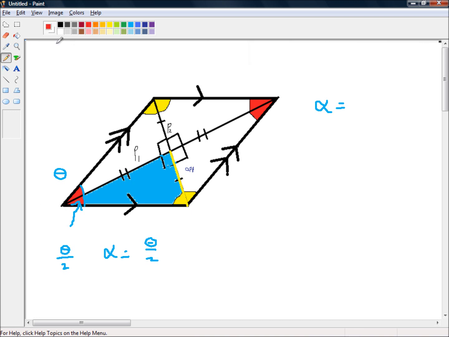And then this length here is the adjacent. And what do we know about opposite over adjacent? It's tan theta. Well, in this case it's tan alpha. So tan alpha is equal to opposite over adjacent, well, the opposite is our P2 divided by 2, and that has to be over the adjacent, which is P1 divided by 2.